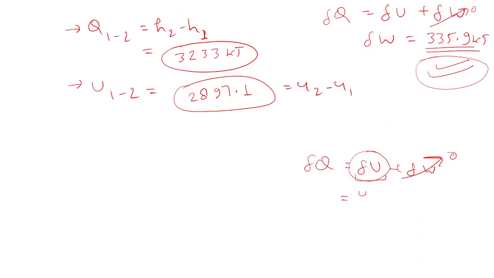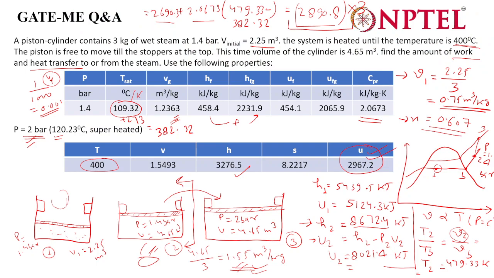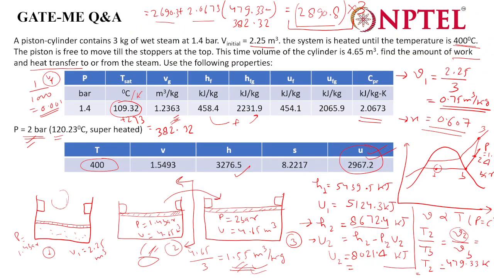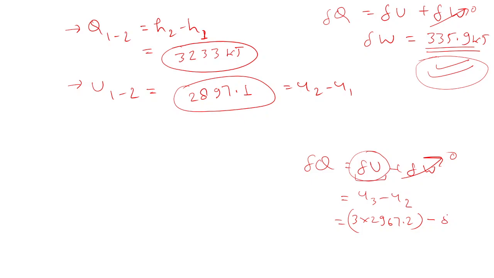Means U3 minus U2. U3 is 3 times this value, 2967.2, and minus U2, how much? 8021.4. How much will it be coming? Whatever value it is coming, that will be our del Q for 2 to 3.